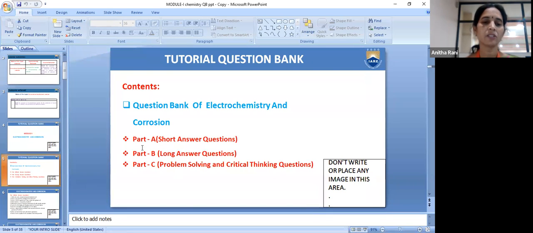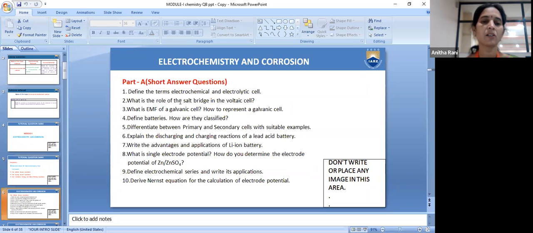So in the question bank, we are having 3 parts. Part A, short answer questions. Part B, long answer questions. Part C, problem solving and critical thinking questions. In the question paper pattern, you will get 5 questions, and from each question, A and B will be there. The A question you will get theoretical from part B, and the other B question you will get from part C, analytical or problematic. So you have to prepare thoroughly part B and part C.